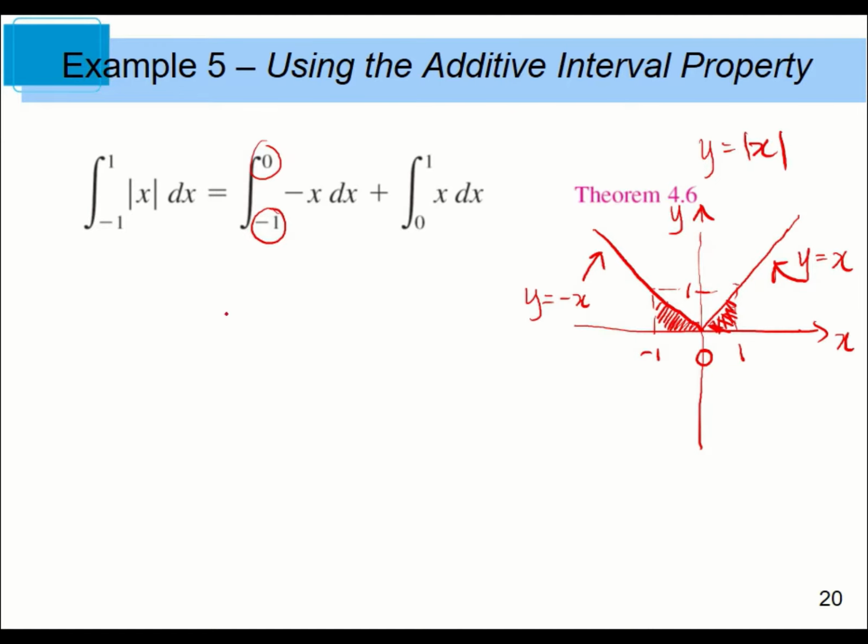Okay, so when we integrate from -1 to 0, we use this line, so we use the negative x. This is the function, so we use negative x here for the integration. Plus on the positive side from 0 to 1, we are using this function y equals x, so we are using the x. So we integrate this.